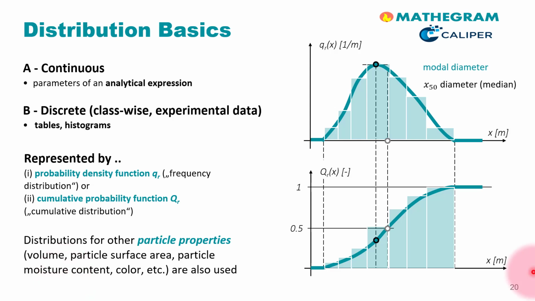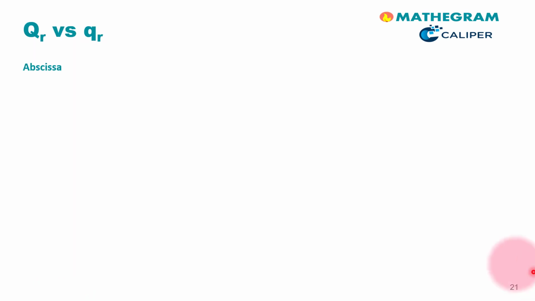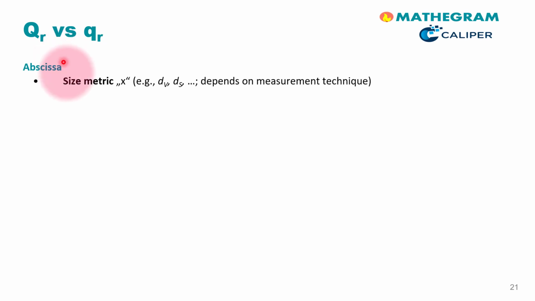We now come to a set of slides that is critical for your understanding of size distributions. We first detail what is shown exactly in the plots for the cumulative capital QR and the frequency distribution lowercase qr. On the abscissa, this is relatively easy. It is a size metric, very often an equivalent diameter. As these diameters are based on measurable particle properties, the values on the abscissa depend on the measurement technique that is used for experimental data generation.